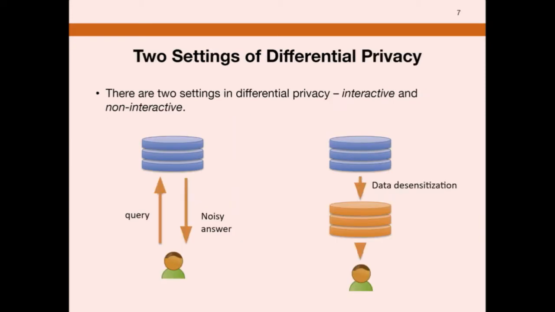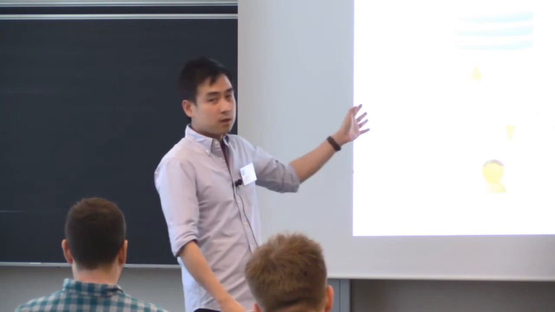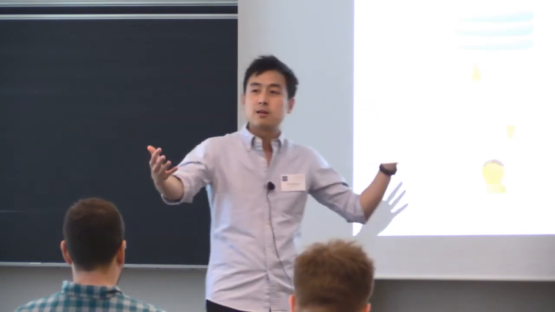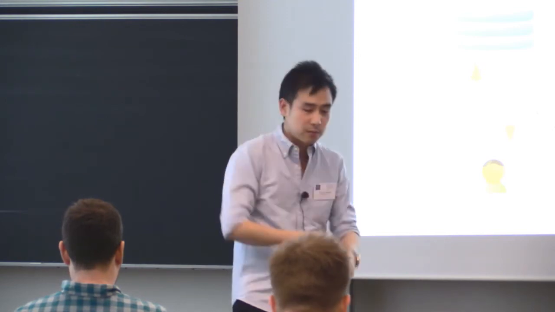However, there are two settings of differential privacy. The classical one, the interactive setting on the left side, where, again using the terms from GDPR, you have the data controller, whose figure here is a database, and you have the data processor who uses the data for a certain application. Then the data processor gives a query to the data controller. The data controller then gives a noisy answer to the query. So this is an interactive setting.